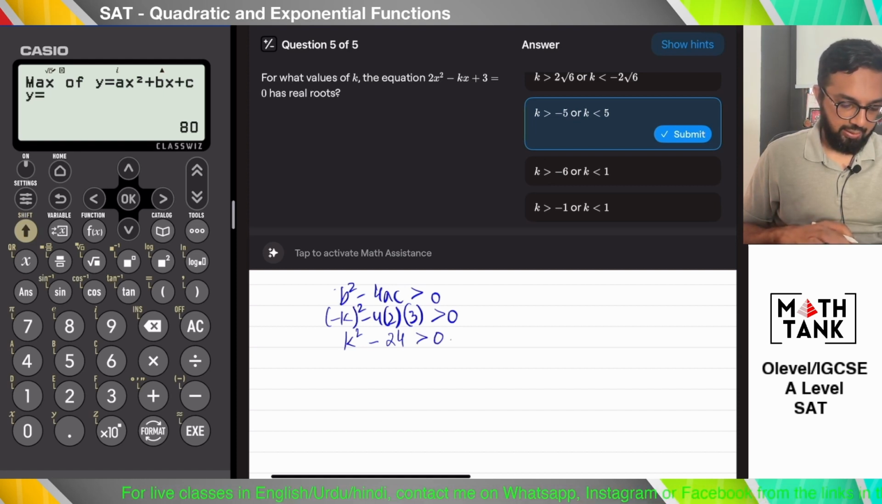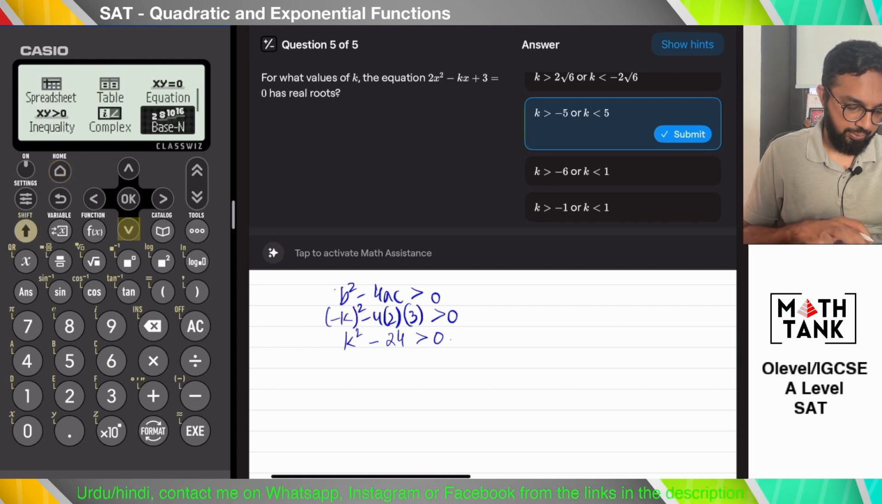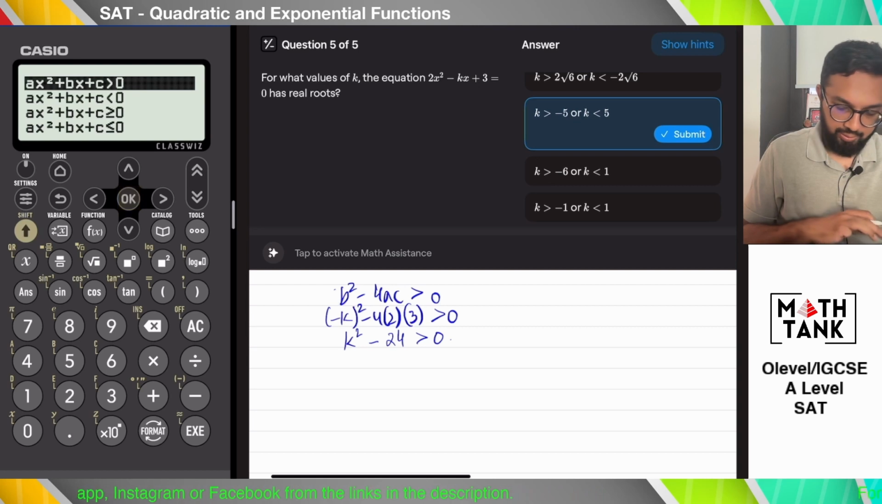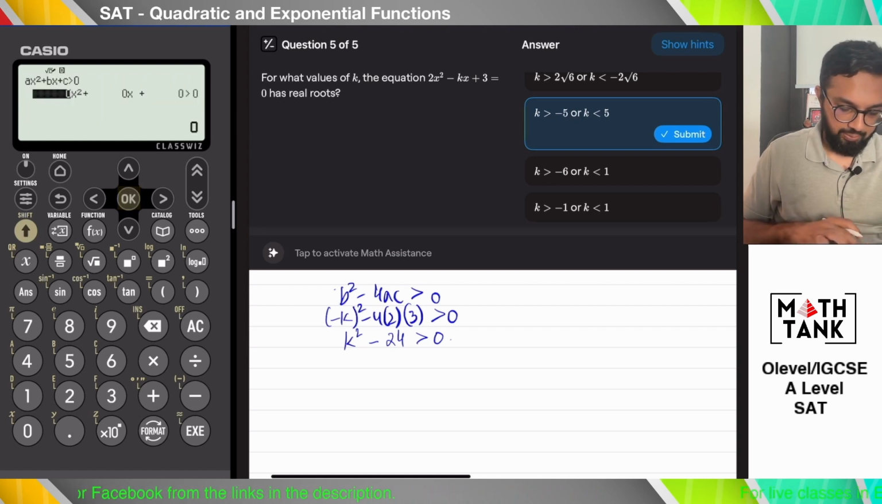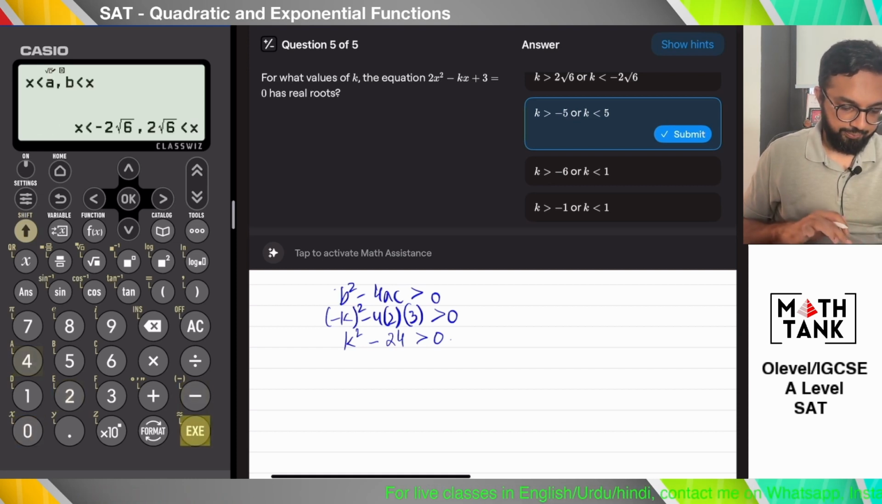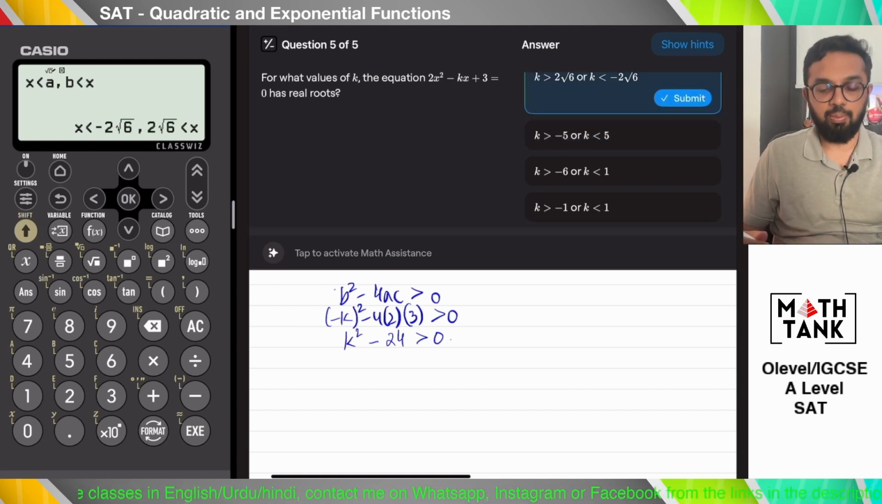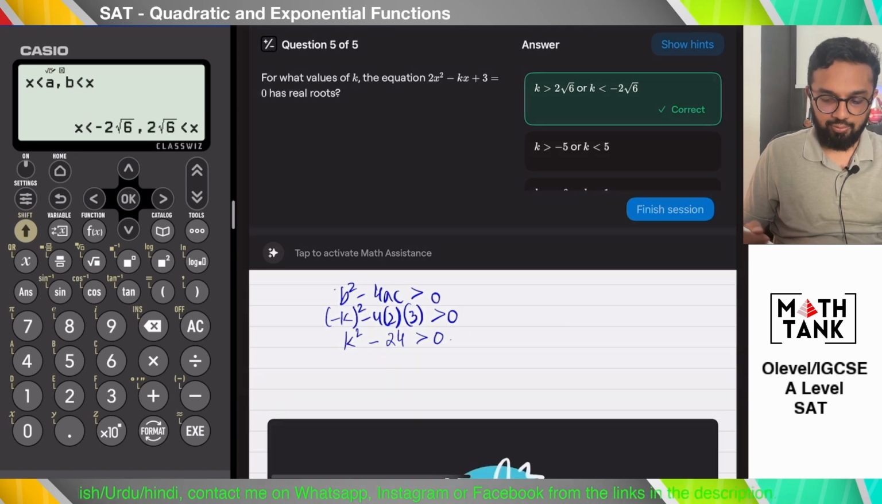Now my calculator can also help me solve quadratic inequalities, so I'm going to do that as well. I have a quadratic inequality and I have something greater than 0. So k squared, there's no middle term, minus 24. So k is less than minus 2 root 6. That seems like this answer option, so I'm going to go with that. And that should be the correct answer.